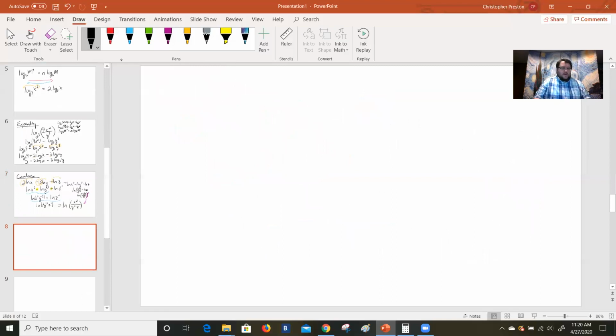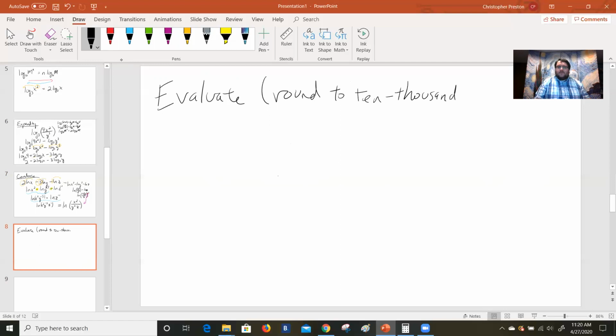All right. The last thing I want to talk about in this section, so you'll be expanding, you'll be condensing, putting them together, tearing them apart. Then you're going to be asked to do some calculating, evaluate some expressions, and round to so many decimal places. I think in our textbook at this time, it's talking about the nearest 10,000th, but different problems will ask you where to round based on that.